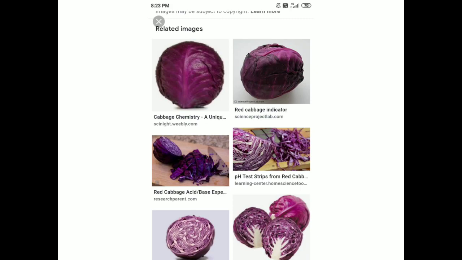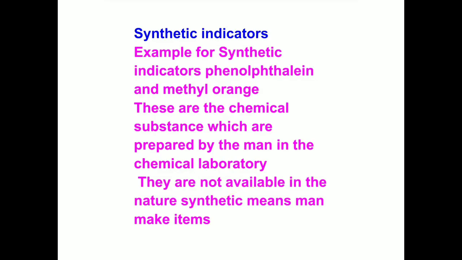And the second type of indicator is the synthetic indicator. What are the examples for synthetic indicators? Phenolphthalein and methyl orange. These are chemical substances which are prepared by man in the chemical laboratory. They are not available in nature. Synthetic means man-made items. Okay, fine.